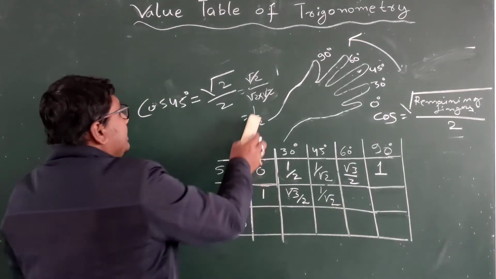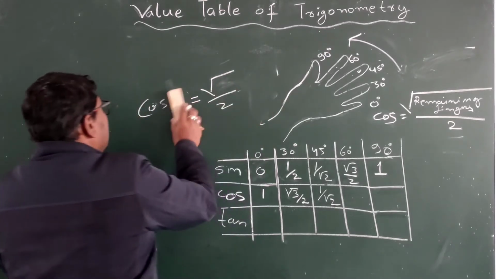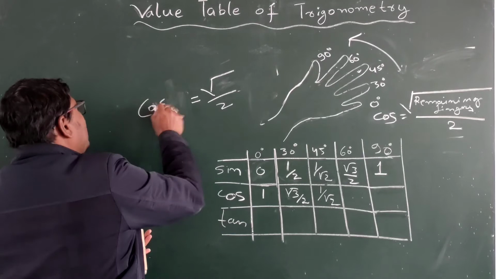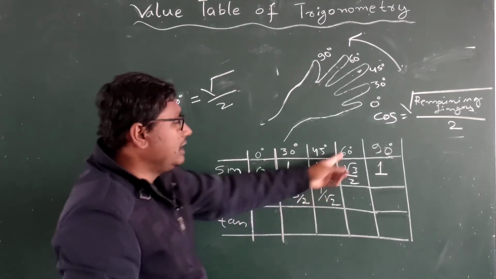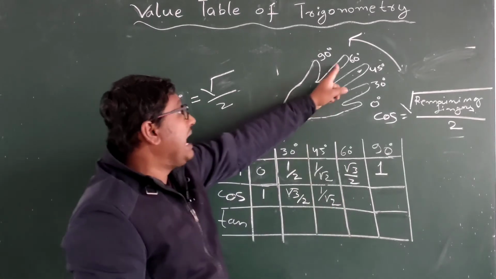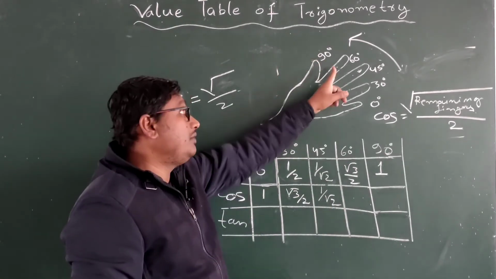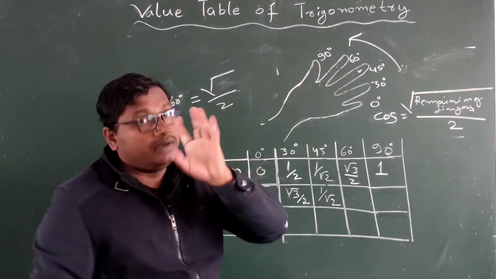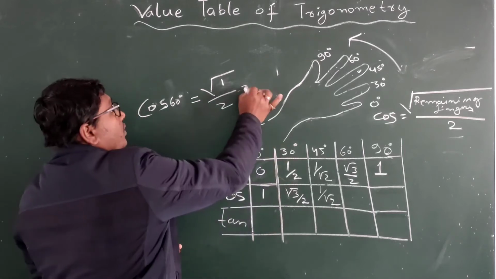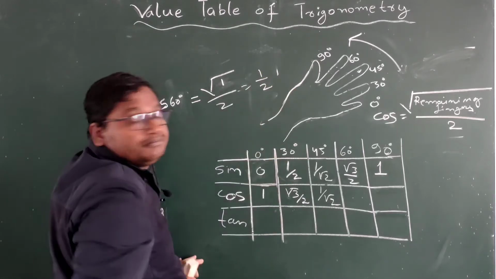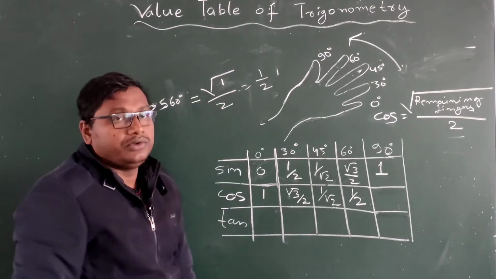Again, cos 60 degree this time. After 60 degree, how many fingers are left in the anti-clockwise direction? I mean above this finger. Above this finger, there is only one finger. So I am going to write here 1. So the square root of 1 will be 1, divided by 2. So the value of cos 60 will be 1 by 2.